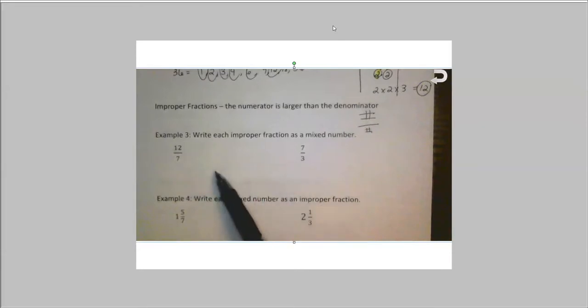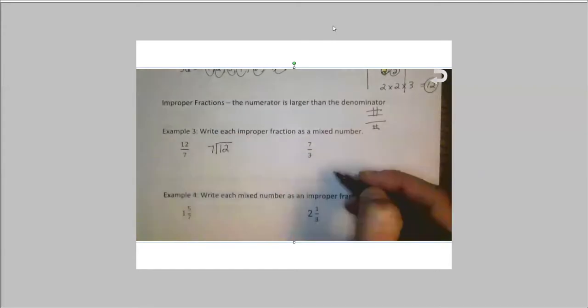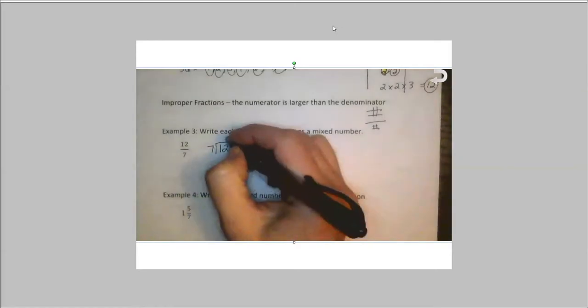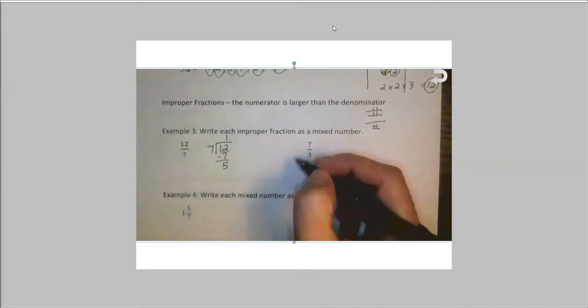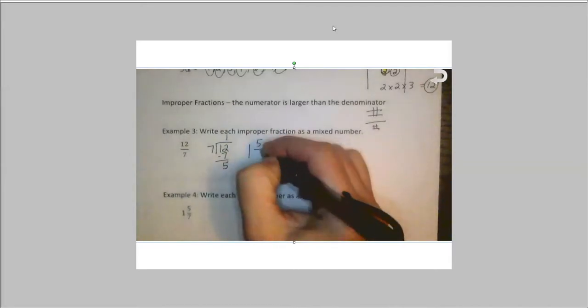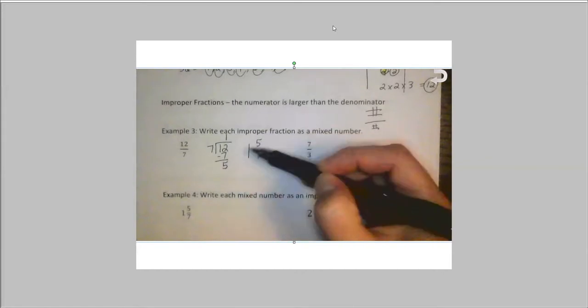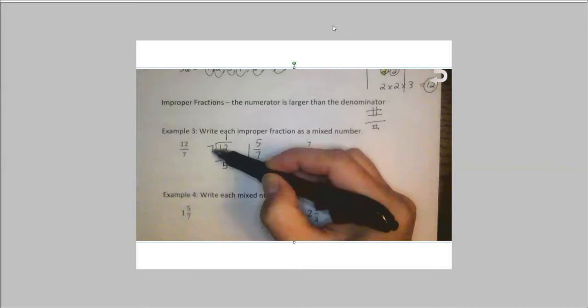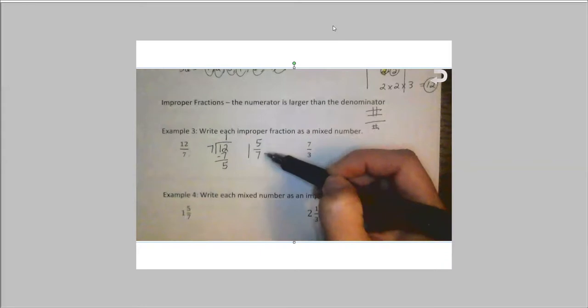And in this example, it asked me to write each improper fraction as a mixed number. So to do that, I'm going to take the numerator and divide it by the denominator. 7 will divide into 12 one time, and if I subtract, I have a remainder of 5. So we would write that as 1 5/7. 1 is my whole number. That remainder is the numerator, and the number that was originally in my denominator will stay in that denominator. So 12/7 is the same as 1 5/7.